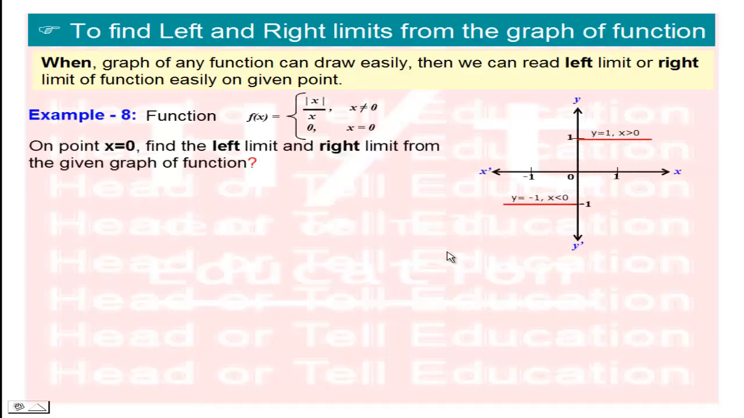so for example, the function f(x) equals modulus x divided by x when x is not equal to 0, and 0 when x equals 0. So we have to find the left and right limit at the point x equal to 0 from the given graph. Okay, so this is the graph.